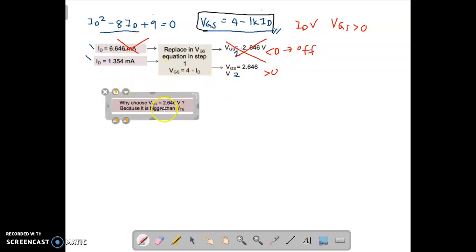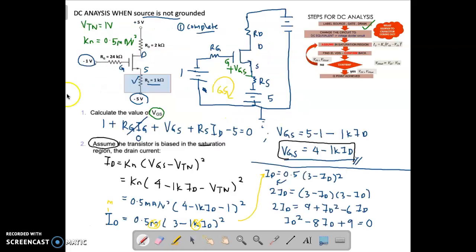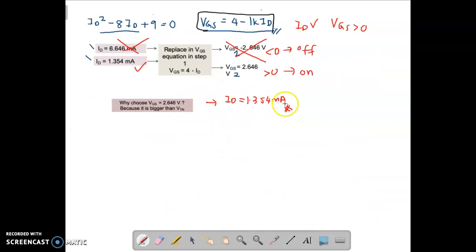So what is VGS2? It's 2.646 volt, and because it is higher than the threshold, this transistor is on, that's why you can get the current. So what is your final current value? It is 1.354 milliampere. But is it confirmed that this one is in saturation? Why? Because just now we assumed we wanted it to be in saturation, right? So what do you need to check now?